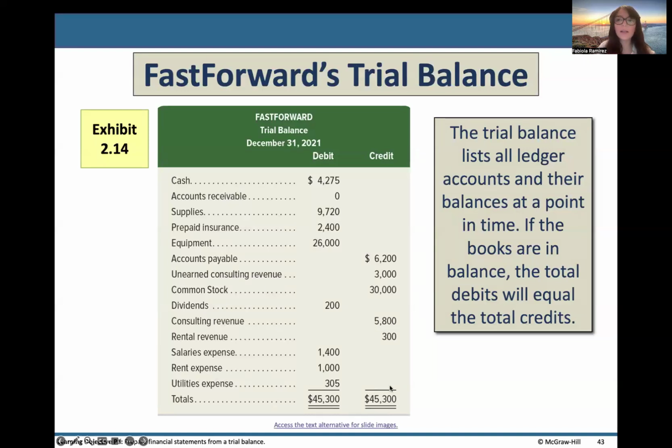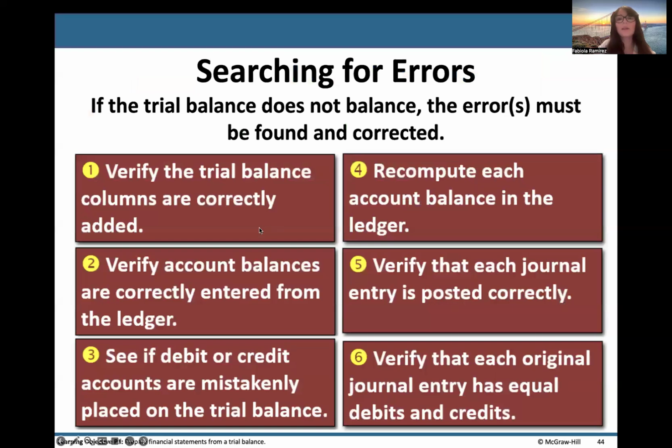Think of the trial balance as a summary, as a way to keep things organized. And it's also a good checkpoint because if you did everything correctly, your total debits on your trial balance should equal your total credits. Now, searching for errors. If the trial balance does not balance, the errors must be found and corrected.